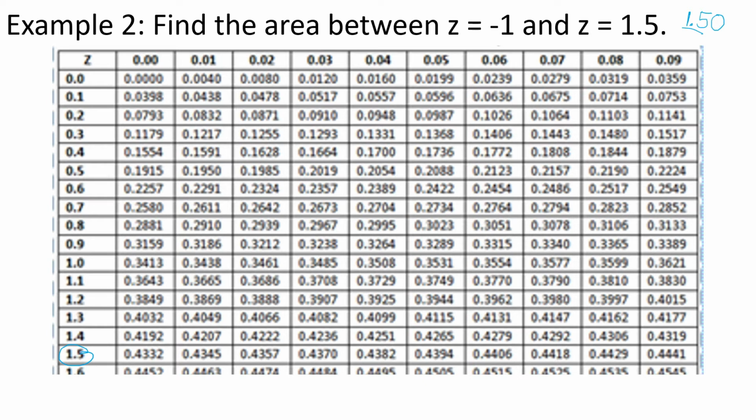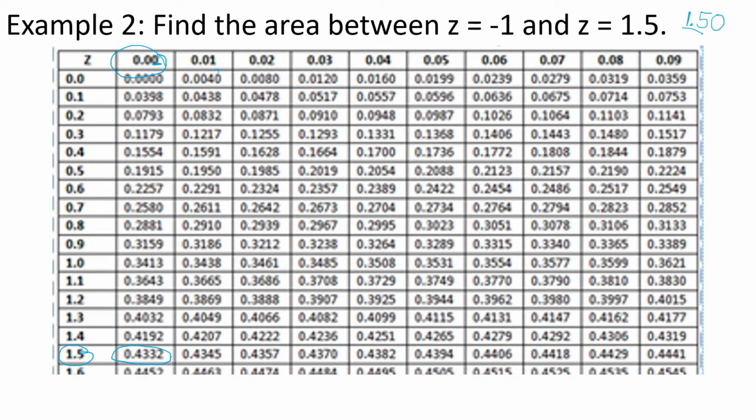Let's look from the row. The hundredths place must be 0. So this is that number. The third digit, or the hundredths place, is 0. And if we try to locate the cell where they will meet, the area when Z is equal to 1.5 is 0.4332.